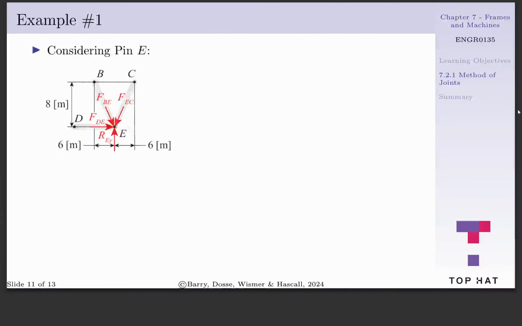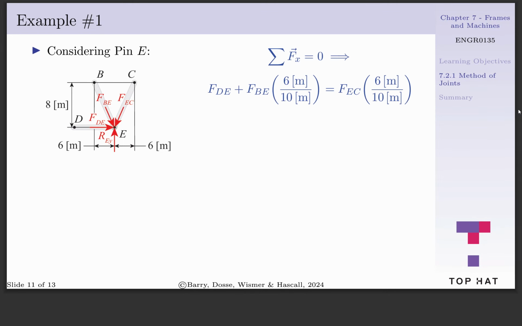Moving on to pin E, we have FDE, FBE, FEC, and REY acting on it. If we take the summation of forces in the x direction, we'd have FDE plus FBE times cosine theta, which is equal to FEC times cosine theta. Thus, FEC is equal to FDE per 0.6 plus FBE, and we find FEC is equal to 8,750 newtons. The positive sign here indicates the member is under compression.